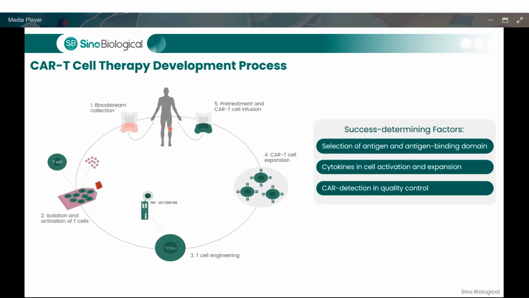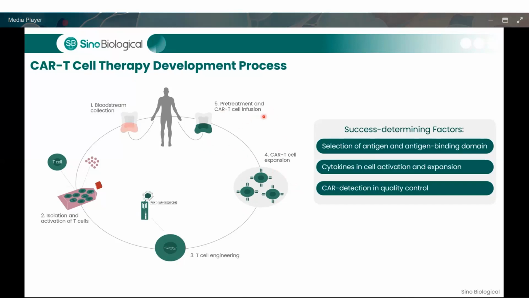In the first step, the T cells are collected and isolated from the peripheral blood of the patient or other allogenic donors. Using genetic engineering techniques, the T cells are transduced and equipped with a GPS navigation system called a CAR, transforming the T cells into the CAR-T cells. The CAR-T cells are cultured and further expanded in vitro to obtain an adequate number of cells for infusion.